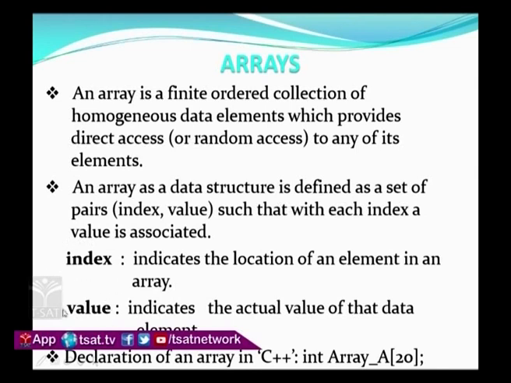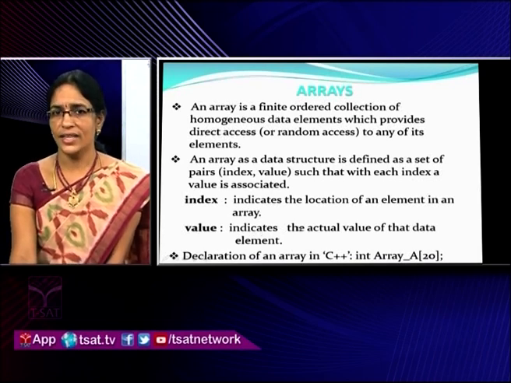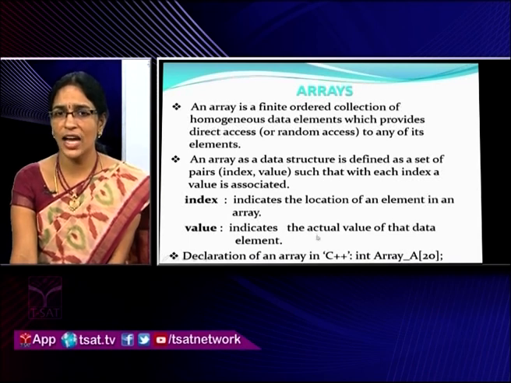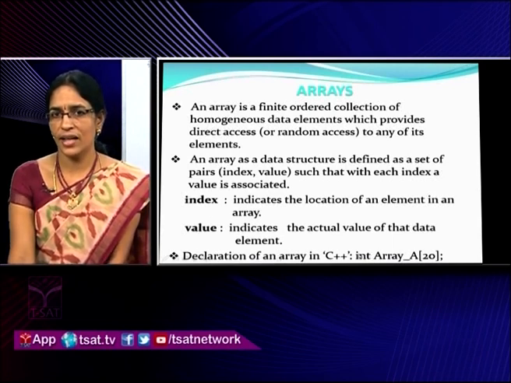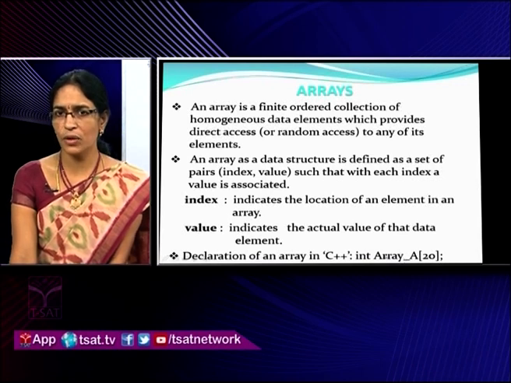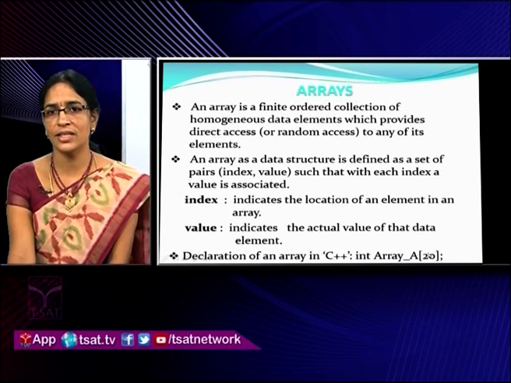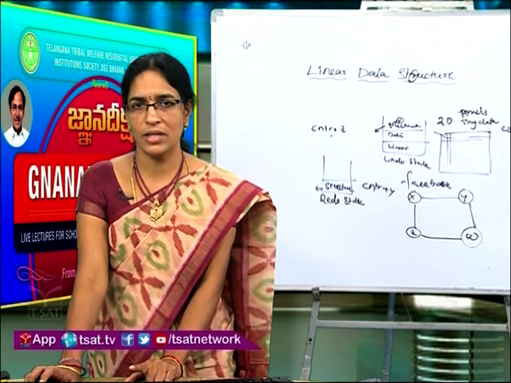And coming to the value, it indicates the actual value of the data element stored at that particular index. In C++ an array is declared like this: data type, then the variable name, and then the subscript operator with 20, meaning the array size is 20. Elements are stored in this array using indexes 0 to 19, so 20 elements are stored here.